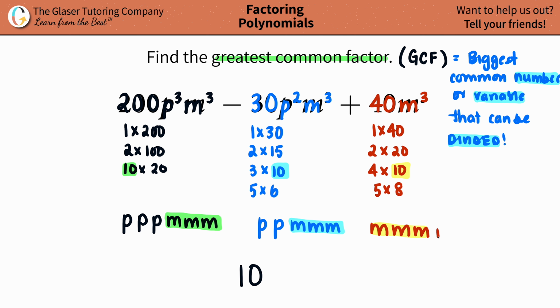Let's just say, though, that one of them had 4 m's. There would only be 3 in common because it's the lowest number that they all contain. So 10m cubed. And that is your GCF, or your greatest common factor, for this one.